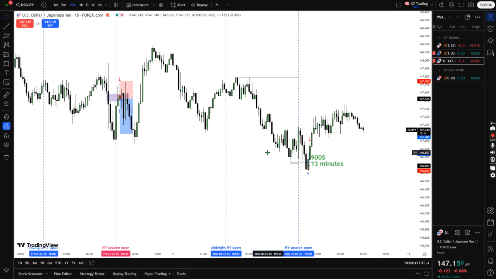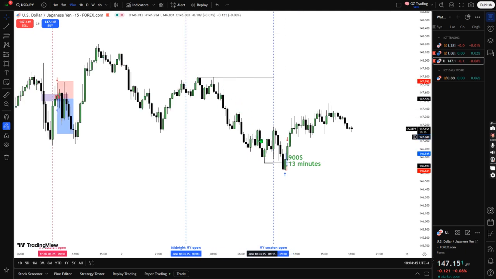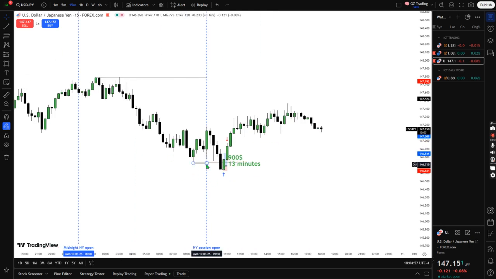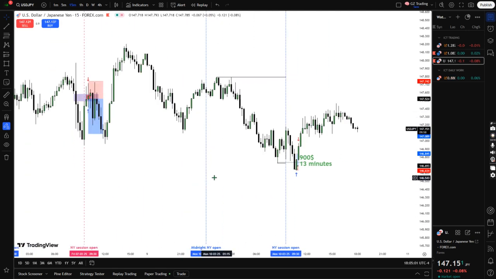So I see that the market, before doing its actual move, wants to get down. If the market needs to go up, it will break this low before going up. So this was exactly what I was looking for. It broke this low and then got up, as you can see.